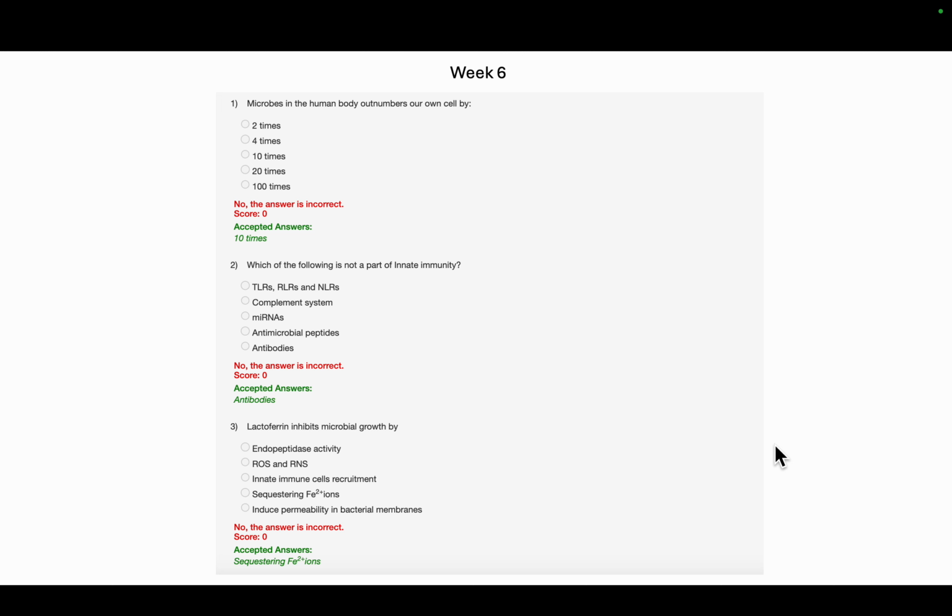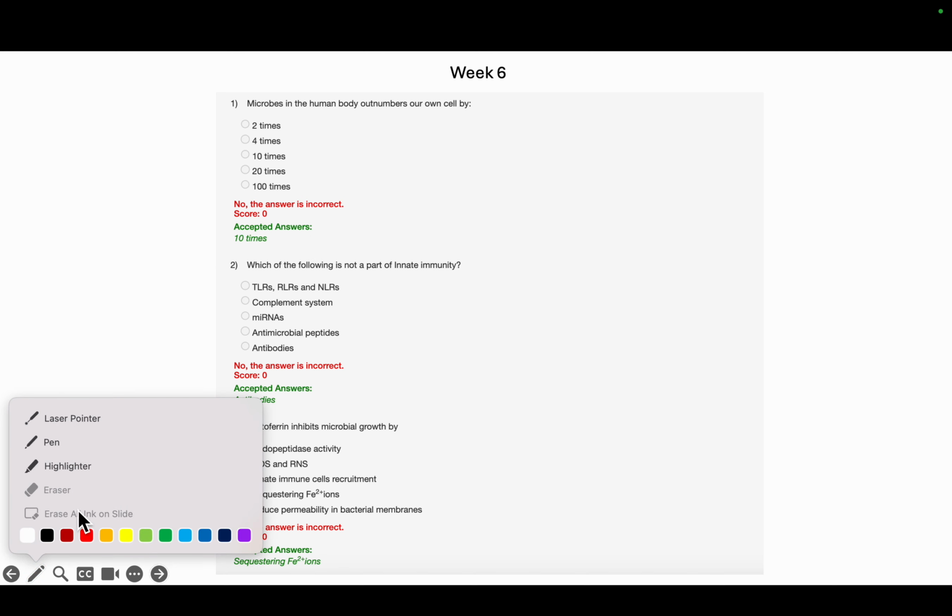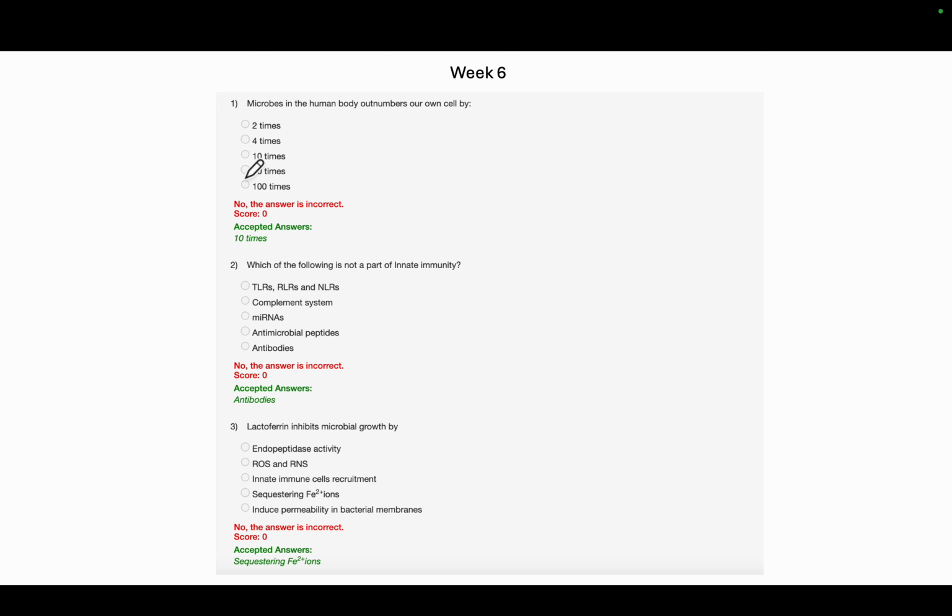So today we will be discussing the week 6 assignment. We'll start with the first question. Microbes in the human body outnumber our own cells by option 1, 2 times; option 2, 4 times; option 3, 10 times; option 4, 20 times; and option 5, 100 times. Microbes in the human body outnumber our own cells by around 10 times. So the option will be 10 times.